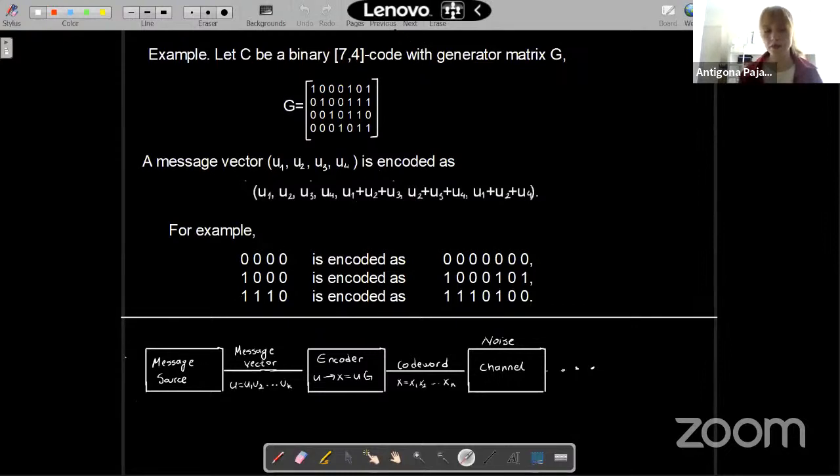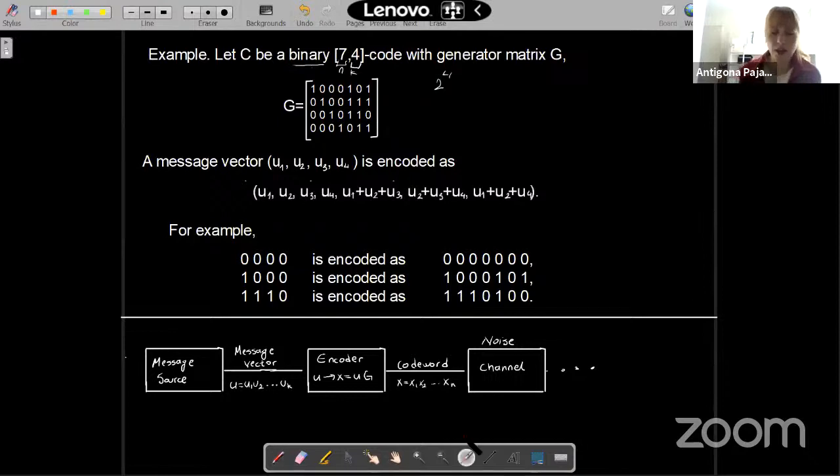So, for example, let this be a binary 7 by 4 code with a generator matrix G. I know that the dimension is 4, and I am working with binaries, so it will have 2 to the 4 code words, and the length, this is N, and this is K, is 7.